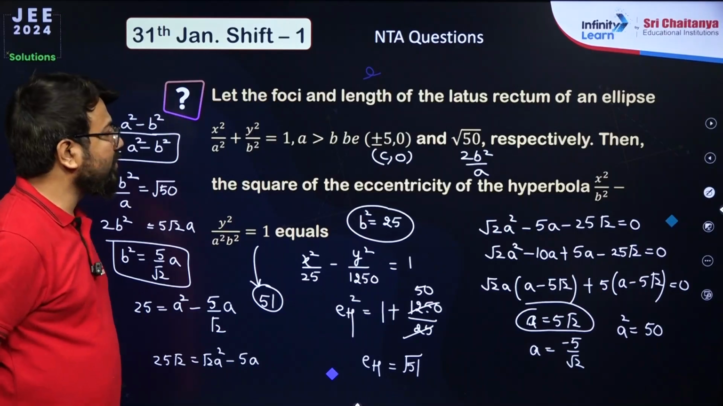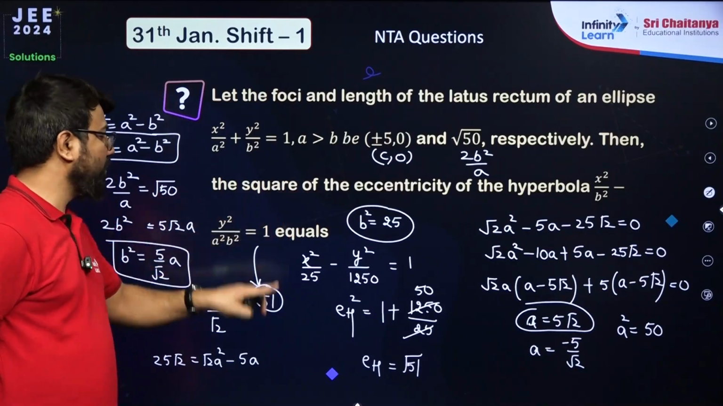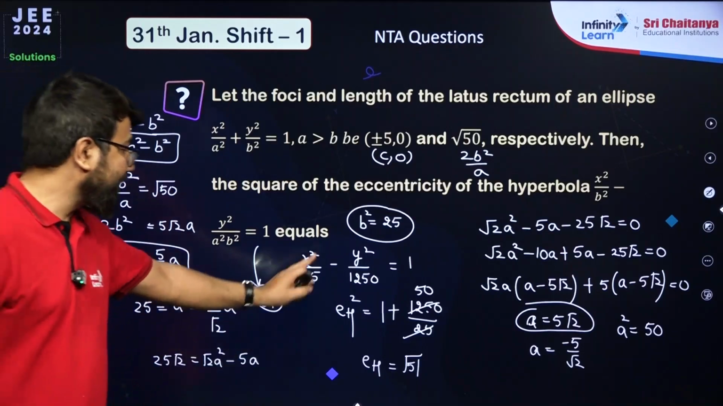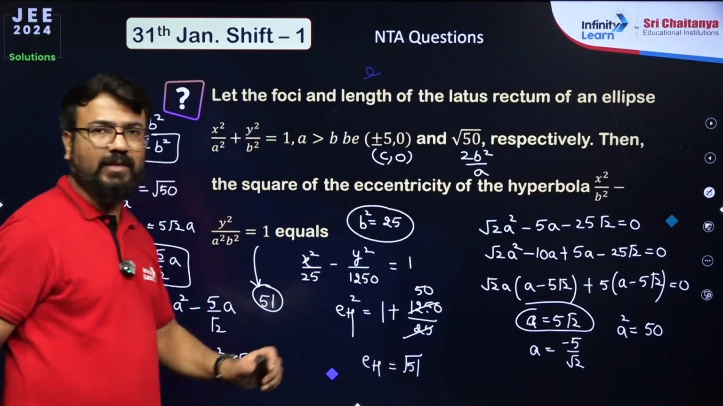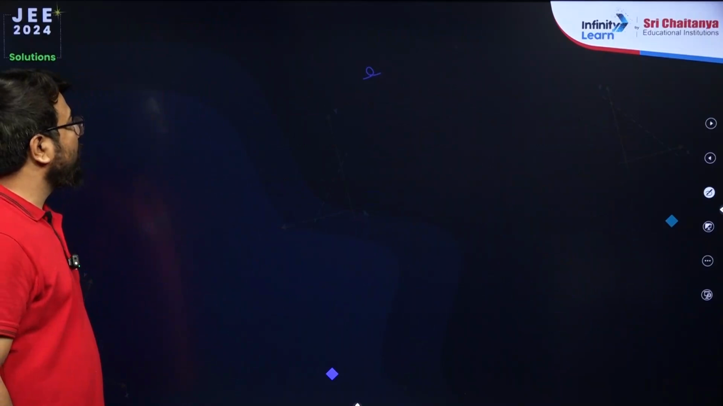Is that clear to you? Because the square of the eccentricity of the hyperbola equals 51, because the eccentricity is coming as root over 51, so the square will be 51. Moving ahead to the next problem.